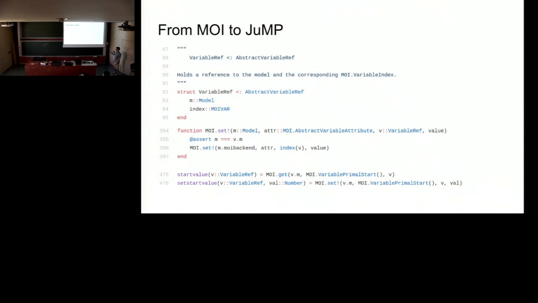And also, for example, start values. We have a little nicer syntax for start values, and the way that it works, if you want to ask for the start value, you provide a variable ref. We can give you the start value, and this is exactly the implementation. It pulls out the variable primal start. And if you set a start value, it sets the variable primal start. So that's exactly everything that's happening between the JuMP level and the MOI level.